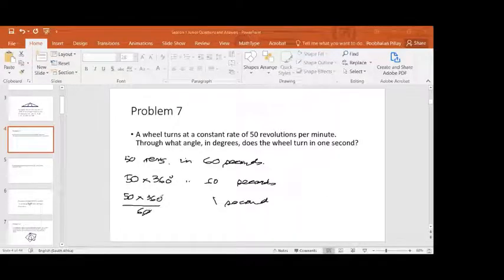Straight away we can cancel. The zeros cancel, and 6 goes into 36 6 times. You don't have to multiply this out. You can just treat it as fractions and cancel, and you have 50 times 6 at the top, which is 300. So that is 300 degrees, because we've now converted everything to degrees. So in 1 second the wheel turns through 300 degrees. That is the way we solve that problem.